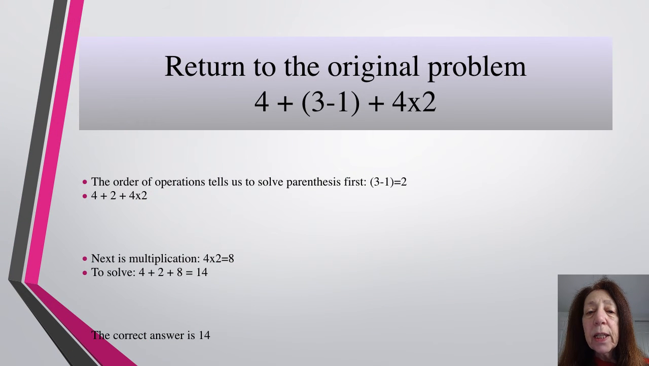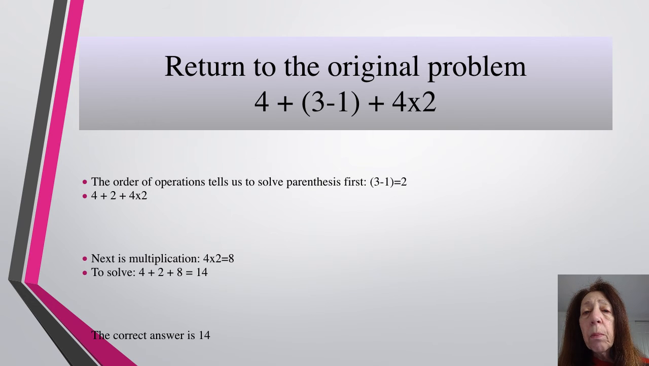You might be surprised that the answer is 14. But how'd I get that? We group numbers. The 4 is by itself, but there are numbers in the parentheses, 3 minus 1. Because parentheses comes first in order of operations, we do that first. 3 minus 1 is 2. We're going to set that aside.